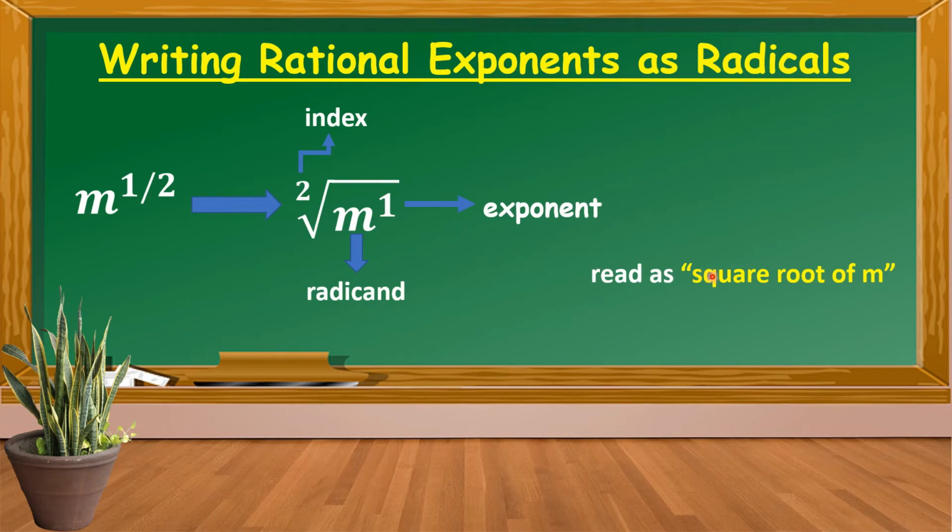So, this expression can be simply written as the square root of m. When you see no index here, it means it is a square root. And when there is no exponent on the variable, it means that the exponent is 1. Again, this is read as the square root of m.